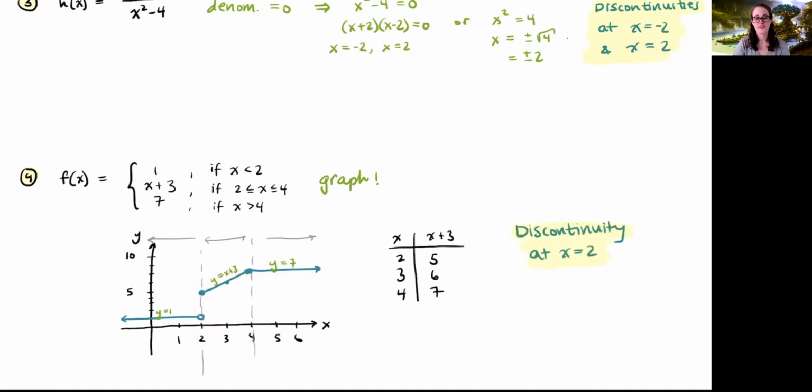Okay, in the next video, we will distinguish between 2 different kinds of discontinuity. They're called removable and non-removable.